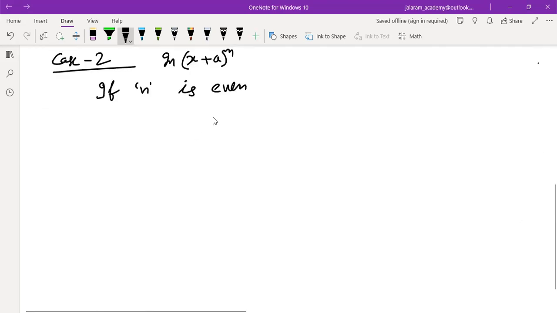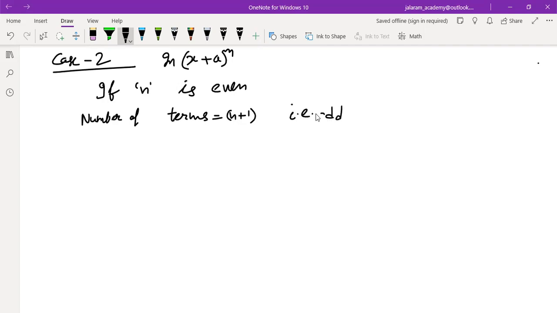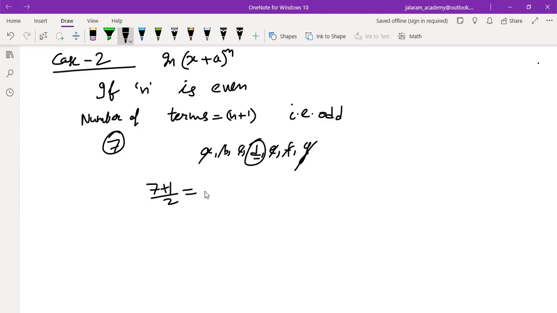Now in case 2, we will discuss if n is even. So if n is even, what will be the number of terms? n plus 1, and it will be odd. When n is even, n plus 1 will be odd. If there is an odd number of terms like 7, if we write A, B, C, D, E, F, G, cancel first and last, second and second last, third and third last, there is only one middlemost term, D. If there are 7 terms, the fourth term is the middlemost term, meaning 7 plus 1 by 2, that is 4.